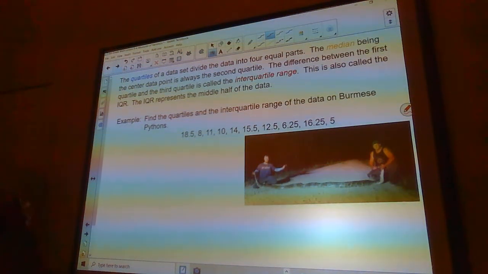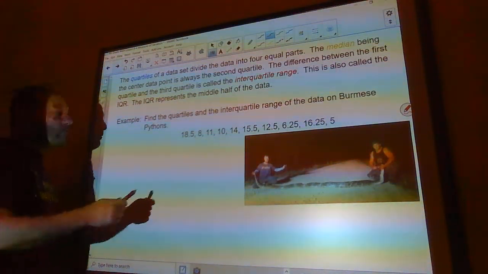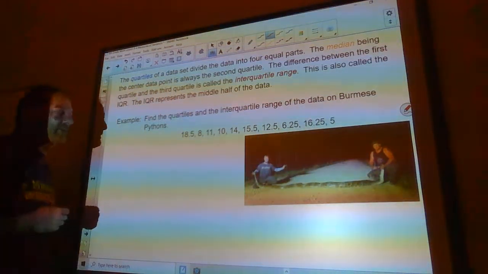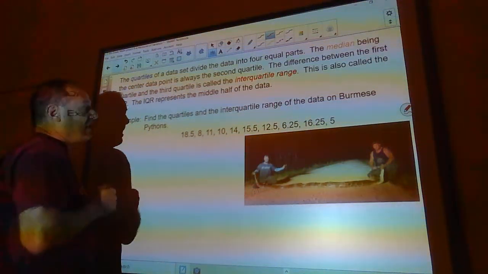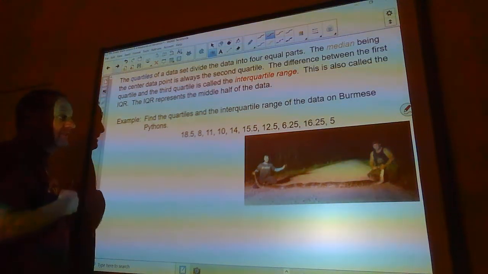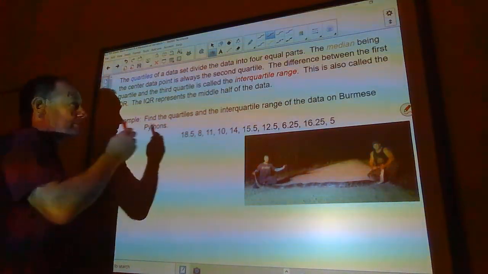The quartiles of a data set divide the data into 4 equal parts. The median, being the center data point, is always the second quartile. The difference between the first quartile and third quartile is called the interquartile range. This is also called the IQR, and the IQR represents the middle half of the data. So we've got these same data points for snakes here. We're going to find the quartiles and the interquartile range.